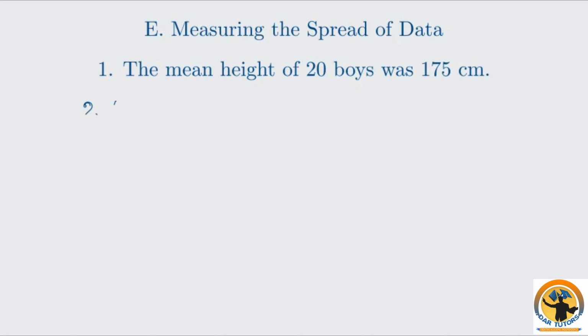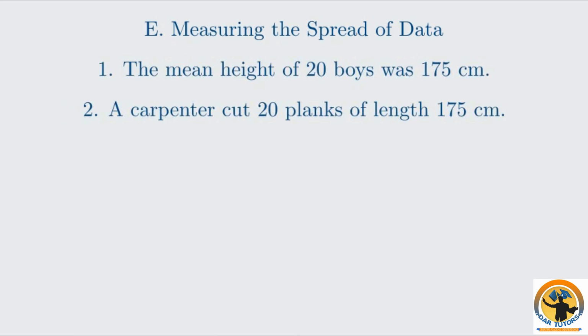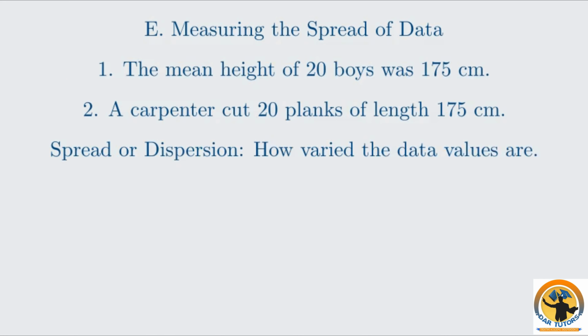So far, we have looked at finding the center of a dataset. But knowing the center is only half the story. We also need to understand how the data is spread out. Consider these two statements. The mean height of 20 boys is 175 centimeters. A carpenter cuts 20 planks of length 175 centimeters. Even though the mean is the same, the data sets are very different. The boys' heights will naturally vary, while the planks cut by a machine should be almost identical. This variation is called spread or dispersion.